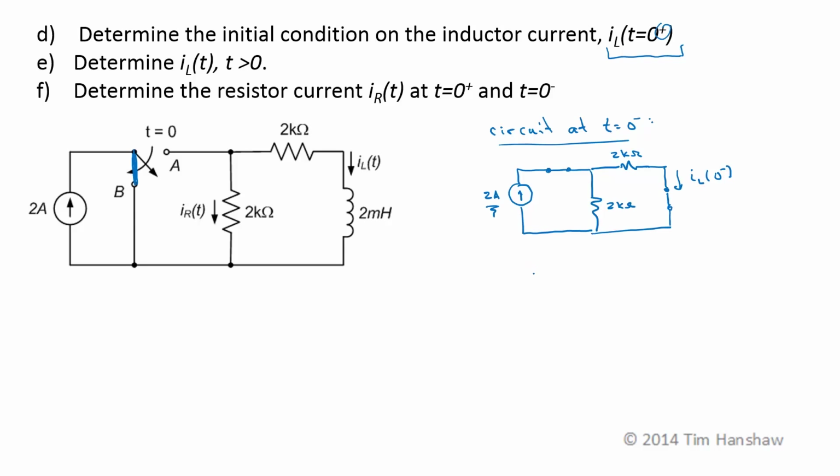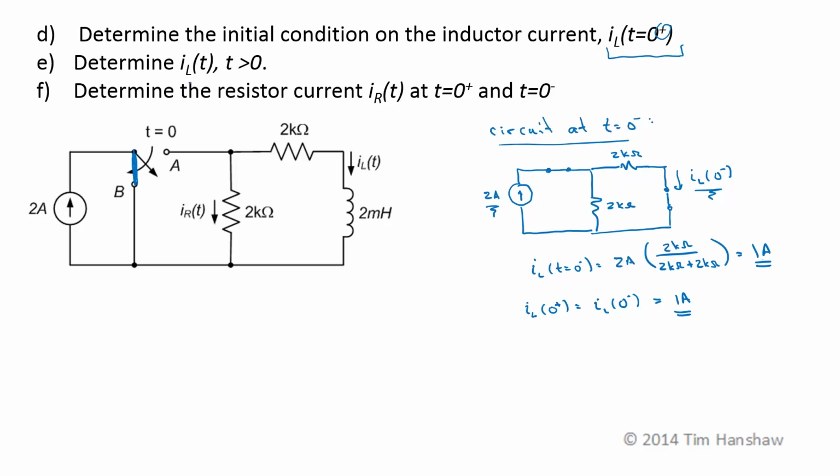It just looks like a current divider. So I sub L at t equals 0 minus is 2 amps times the other resistance, 2 kilo ohms, over 2 kilo ohms plus 2 kilo ohms, which is just 1 amp. Now we can invoke the fact that this current cannot change instantly. So I sub L at t equals 0 plus is the same as I sub L at t equals 0 minus, which is 1 amp.